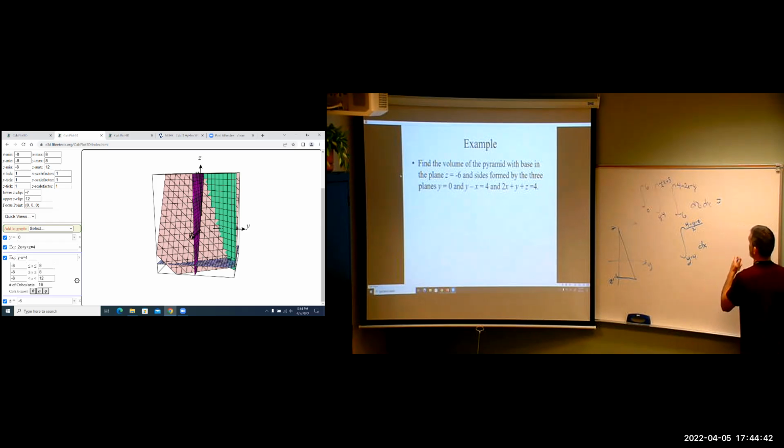So here's what we have to do. We have these two planes: 2x plus y plus z equals 4, and we're looking for where it intersects y minus x equals 4. So we'll solve this guy for x again, which we know is x equals y minus 4. We'll plug this in to that x. So this will give us that plane in terms of y and z: 2 times y minus 4, plus y plus z equals 4.